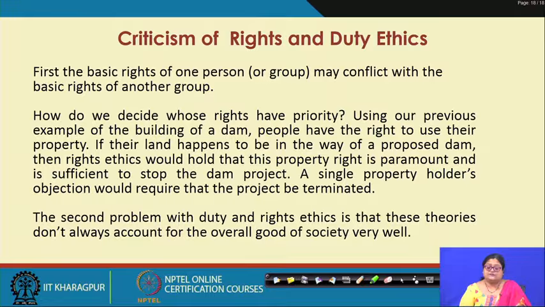The second problem with duty and right ethics is that these theories do not account for the overall good of the society very well. Like we look into the dam project, if we try to say the person's right to property is paramount, then that's why this dam is not required over here.